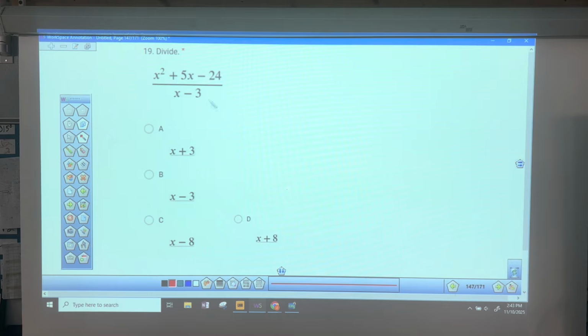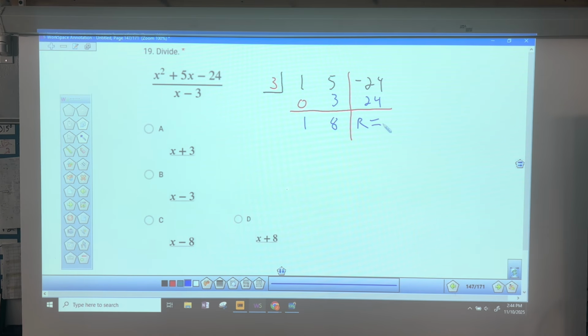Divide. So if I'm allowed to, I would always prefer to do synthetic over long division. So I'm going to put the opposite of what's on the bottom in the backwards box. Then I'm going to write down my coefficients: 1, 5, and negative 24. I'm going to put that 3 in the backwards box. 1, 3, 8. 3 times 8 is 24. So my remainder is 0.